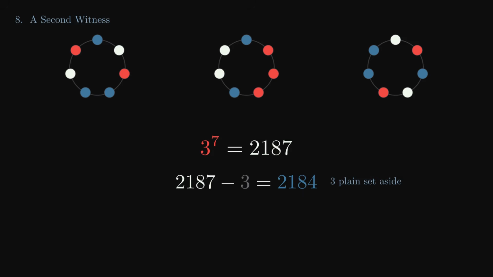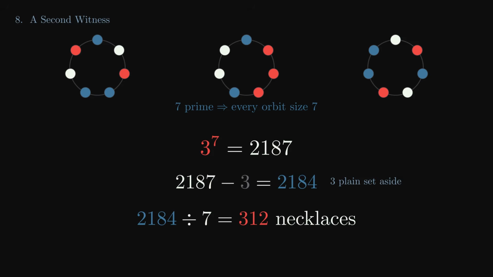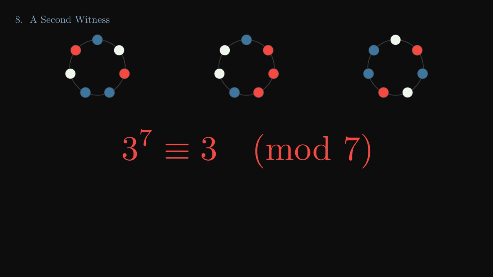Every mixed necklace of 7 beads returns to itself only after a full turn of 7 clicks, so every orbit holds exactly 7 strips. The 2184 mixed strips therefore split into groups of 7, and 2184 divided by 7 is 312, a whole number with nothing left over, exactly as promised. So 7 divides 2184, which says 3 to the 7th is congruent to 3 modulo 7. The remainder of 3 to the 7th divided by 7 really is 3, the same 3 we started with. 2 different starting numbers, 2 different primes, and the necklaces sorted themselves both times.